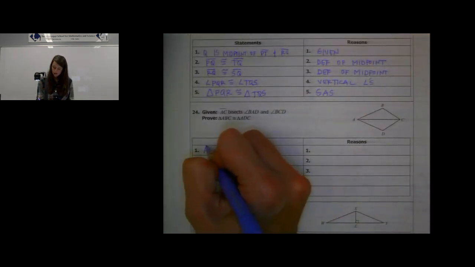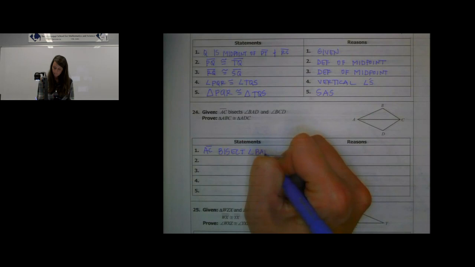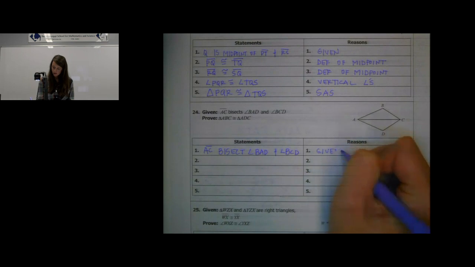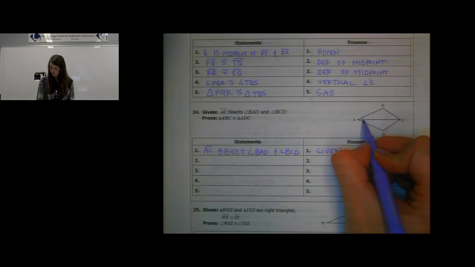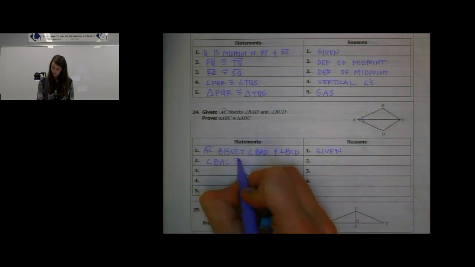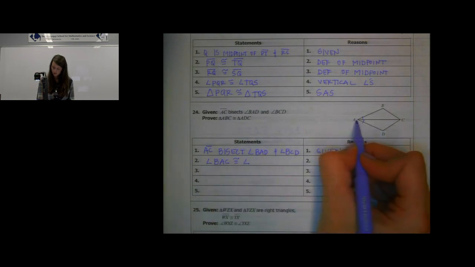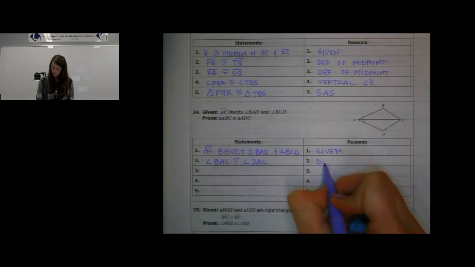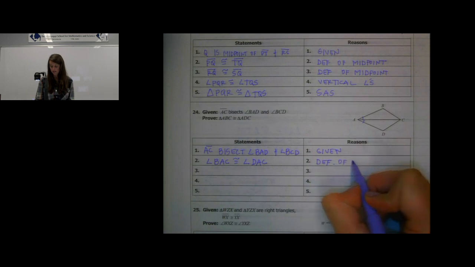Okay? All right, if AC bisects angle BAD and BCD, so that's given. So if AC bisects BAD, that means that these two angles are going to be congruent. So that means that BAC is going to be congruent to angle DAC. That's the definition of angle bisector.